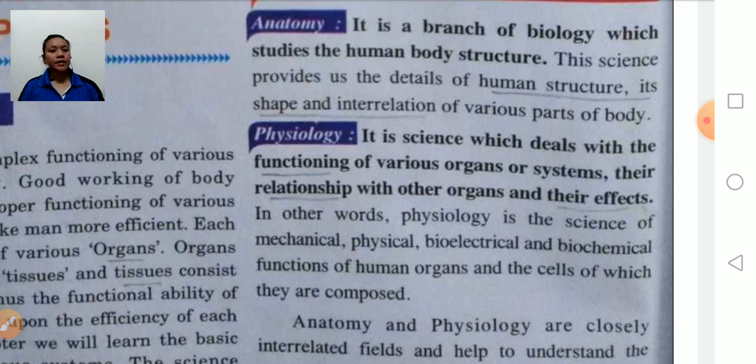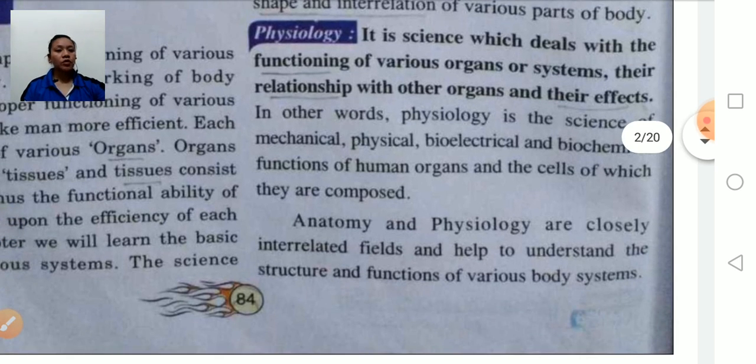Physiology. Physiology is the science which deals with the functioning of various organs or systems, their relationship with other organs and their effects. Means physiology is the study of functioning of various organs or the functioning of various systems of the human body, their relationship with the other organs and their effect. Anatomy and physiology are closely interrelated fields and help us to understand the structures and functions of various body systems.